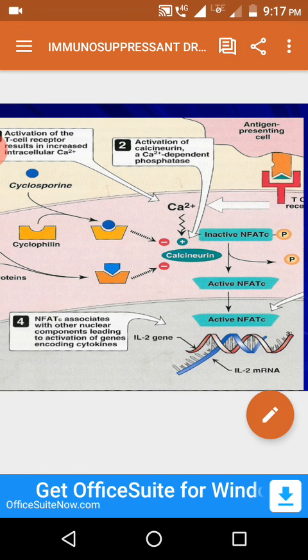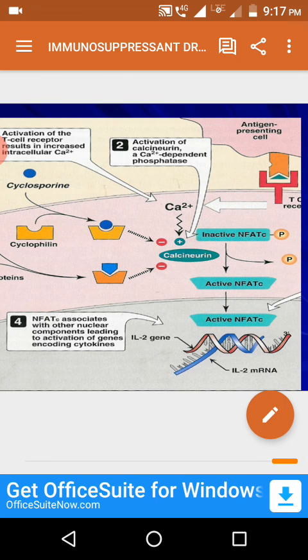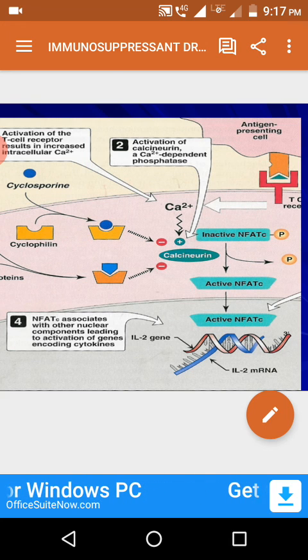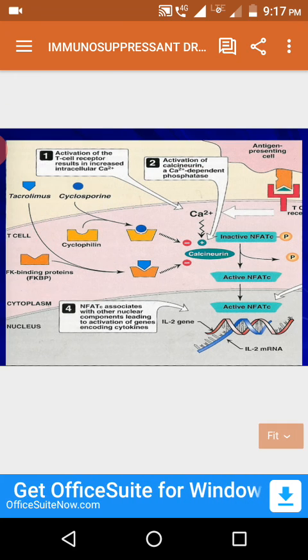So there is a stoppage of transcription of the interleukin gene, which further decreases the production of interleukin. So with this there is a suppression of cellular immunity, which leads to immunosuppression. Okay, right. So this is about the mechanism of action.